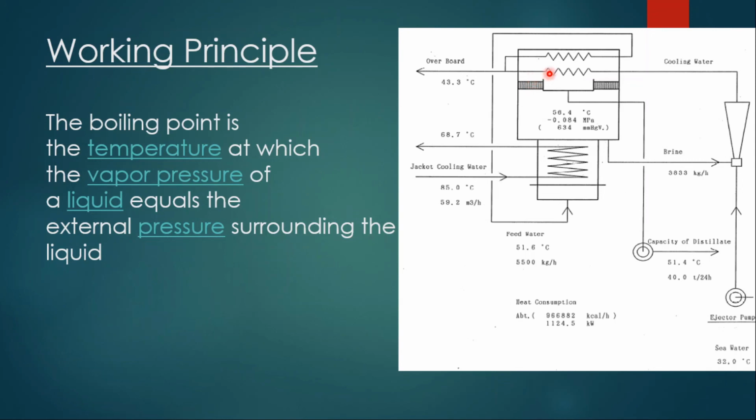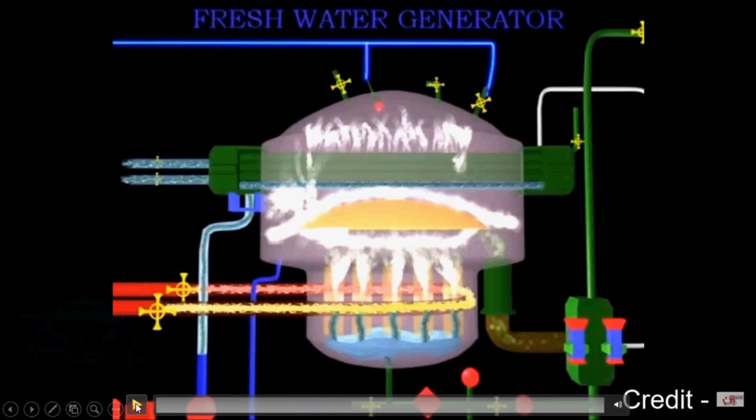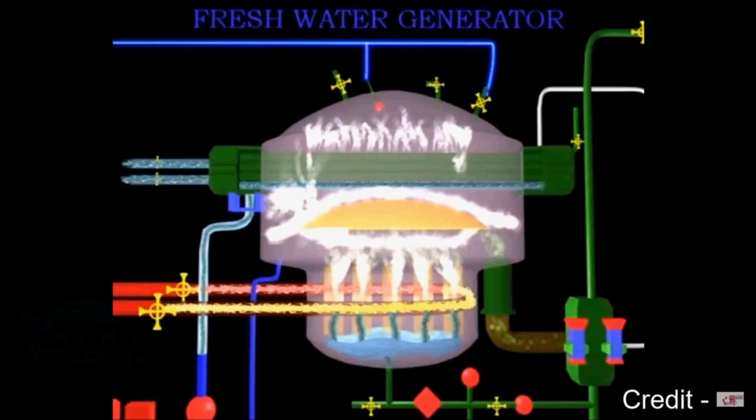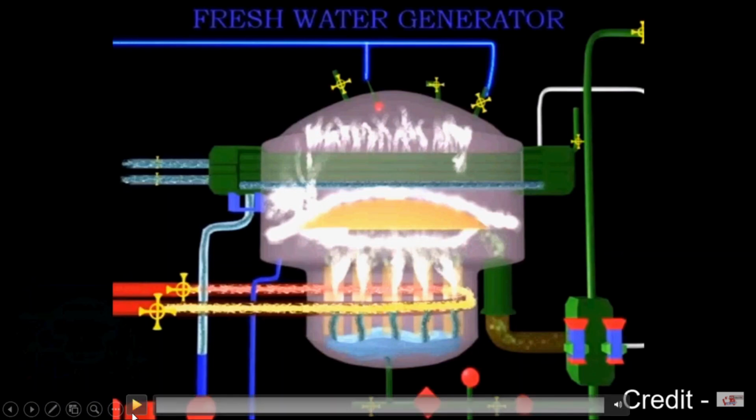Then the water vapor goes to the condenser. Due to temperature change, the water vapor gets condensed. When the water vapor gets condensed, it forms a water liquid state, and then it gets sucked and transferred to the freshwater tank through the freshwater pump or the distillate pump. This is the working principle of the freshwater generator. In this video we'll get an idea what happens inside the freshwater generator.